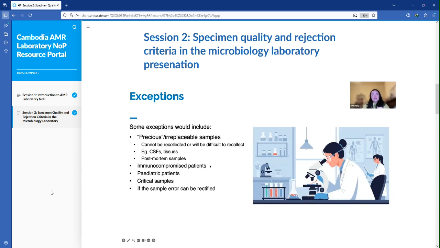Immunocompromised patients might have a sample that can't be recollected due to the situation. Pediatric patients as well will fall under there. Any critical samples, for example, if the patient is in the surgical operating room and they're waiting for an urgent gram stain and they can't recollect it for whatever reason. So there are specific exemptions, but the laboratory needs to work through these exemptions with the treating clinician and ideally have a protocol in place, so that when things do happen, there is a strict protocol that the laboratory can follow.